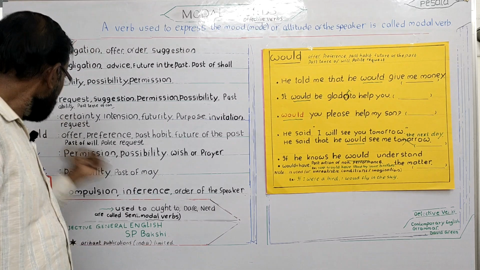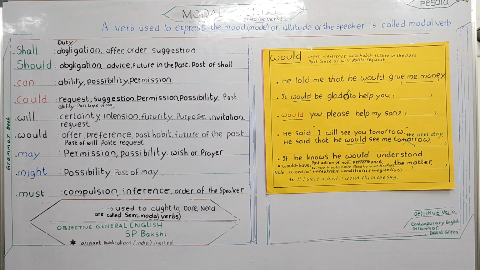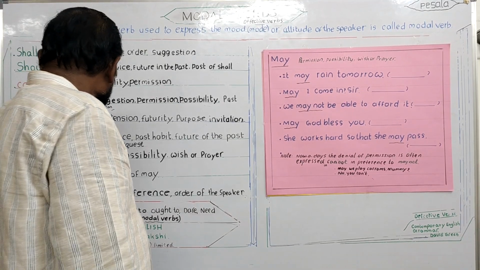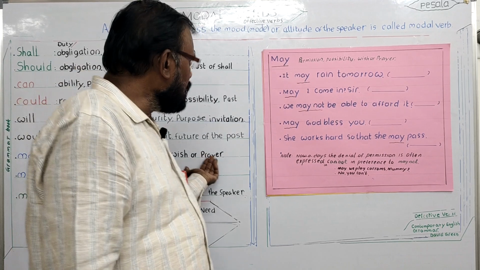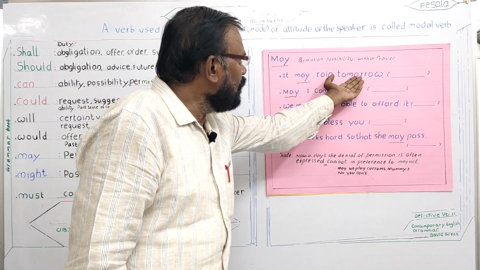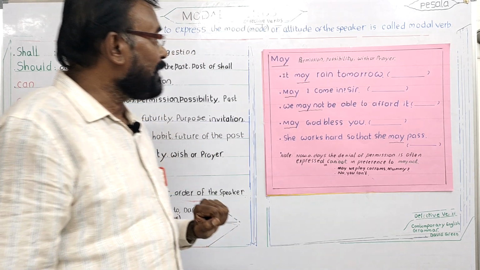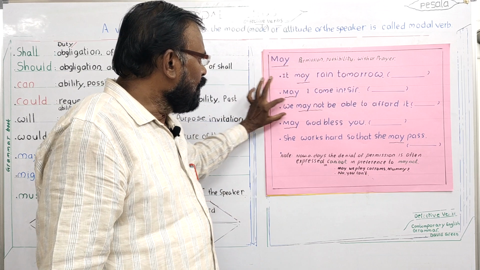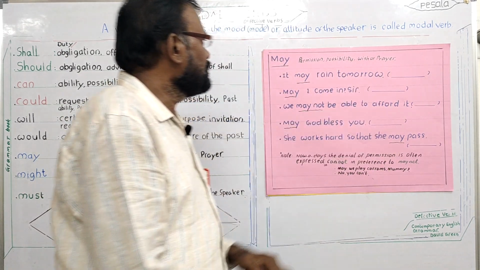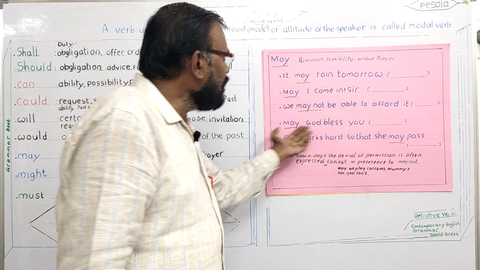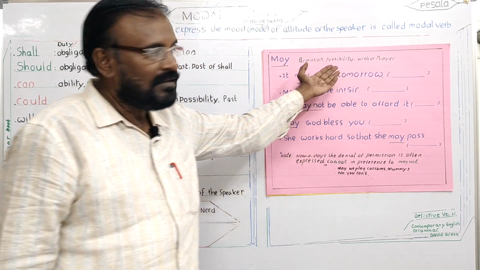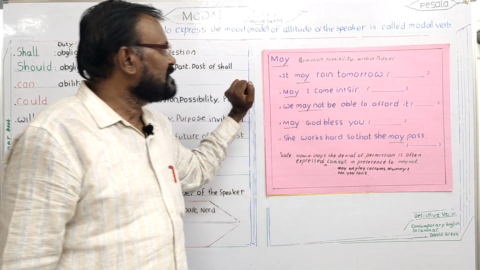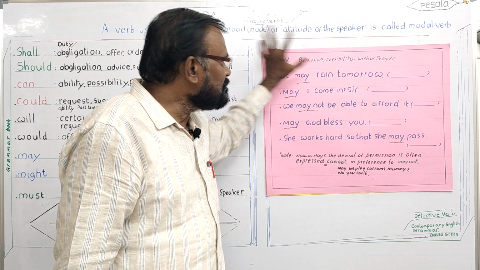Next, may. Permission, possibility, wish or prayer. It may rain tomorrow. It's a possibility or prediction. May I come in, sir? It is seeking permission. We may not be able to afford it. Not possible. May God bless you. Wish or prayer. She works hard so that she may pass. It is purpose. It is possibility.